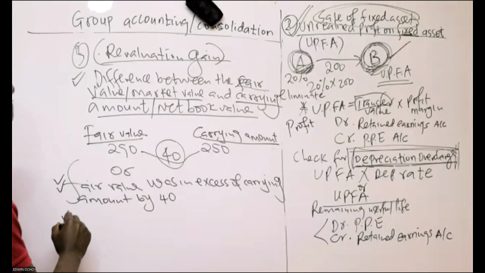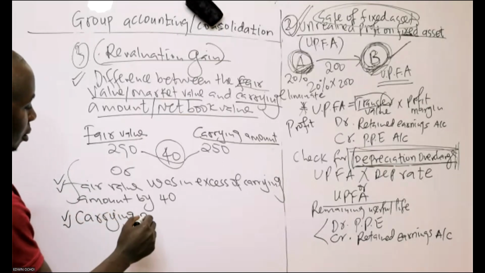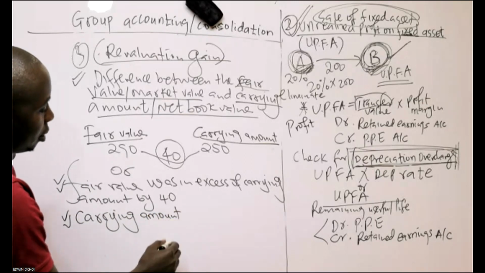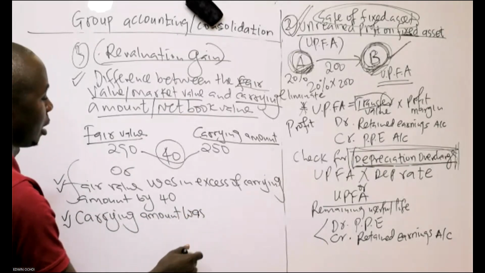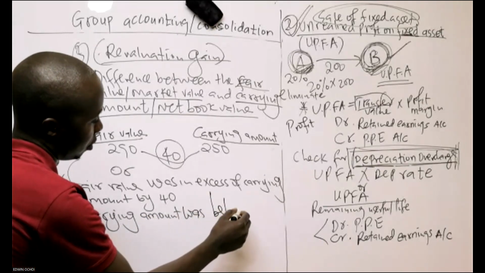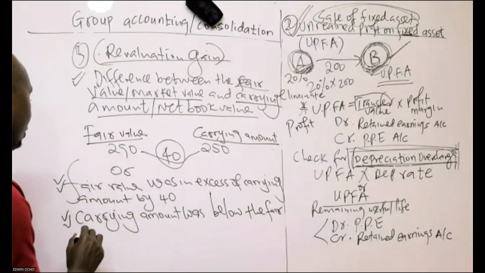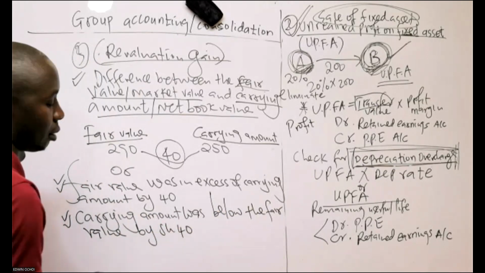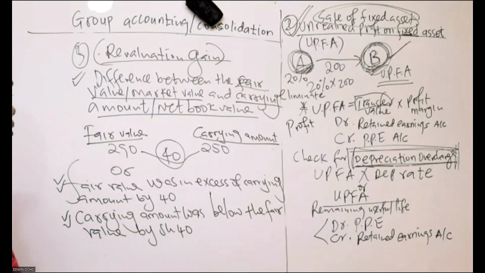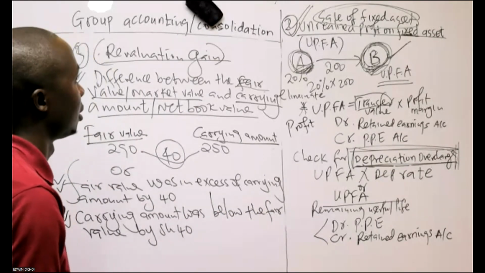Or they can say that the carrying amount was below the fair value by shillings 40. Again, that is a revaluation gain. It's just twisting English. Ni kucheza na Kiingereza.